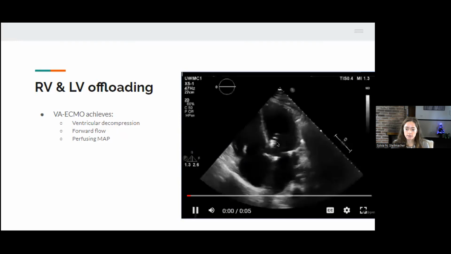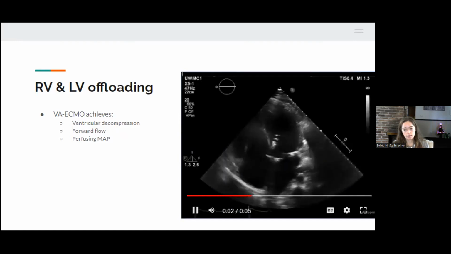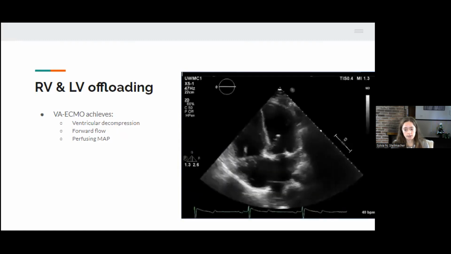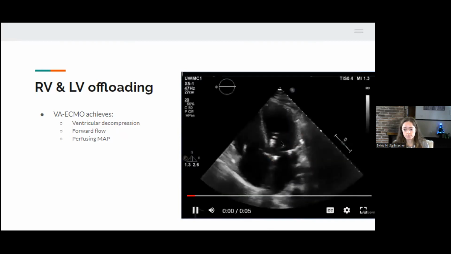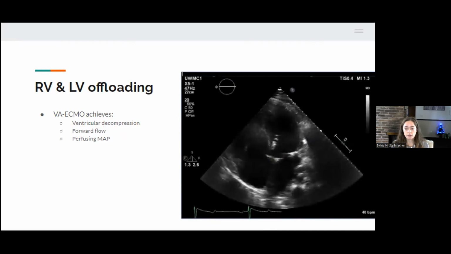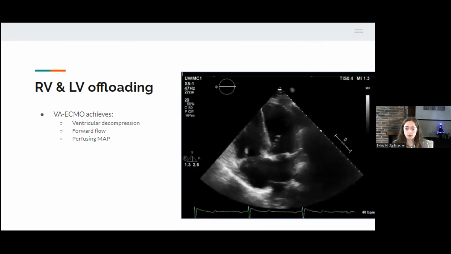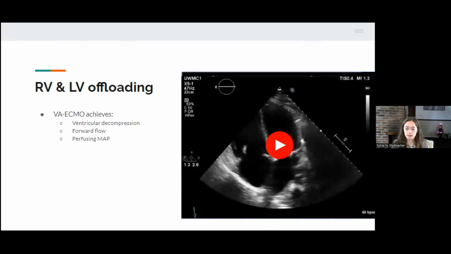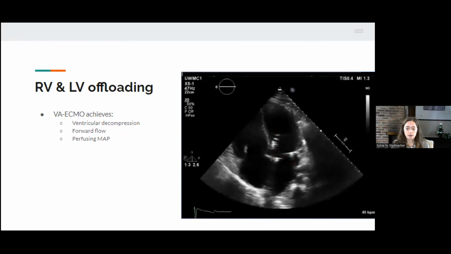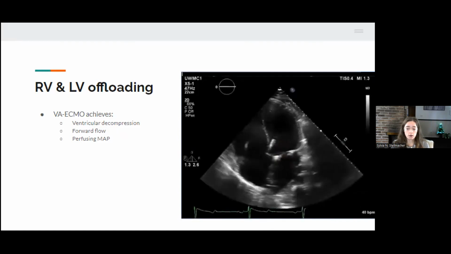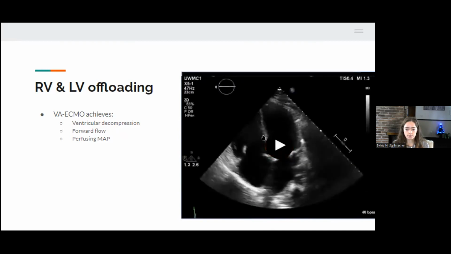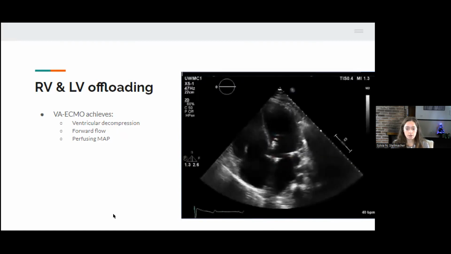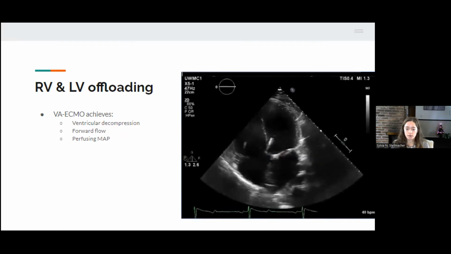So let's look at this video here of a dilated heart that's in severe biventricular heart failure. You can see that both the left ventricle and the right ventricle are severely dilated. And if you were to guess that their mean arterial pressure was low and their CVP was very high, you would be correct. So this patient does not have a perfusing MAP, and they're in cardiogenic shock.